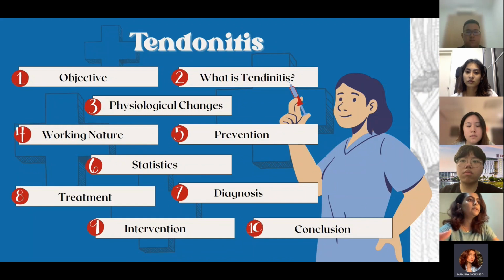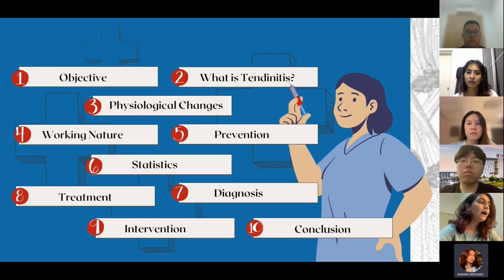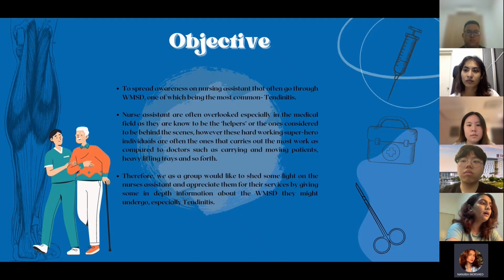And here are the topics that we will be covering: objectives, what is tendinitis, physiological changes, working nature, prevention, statistics, diagnosis, treatment, intervention, and conclusion. Now I'll be talking about the objectives.